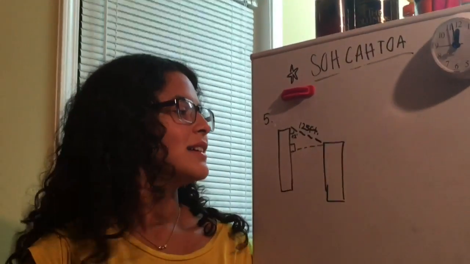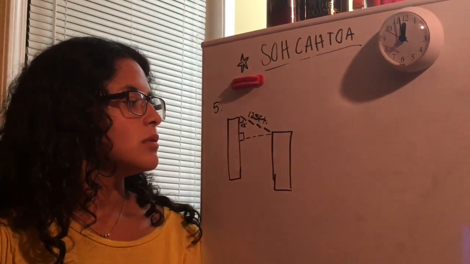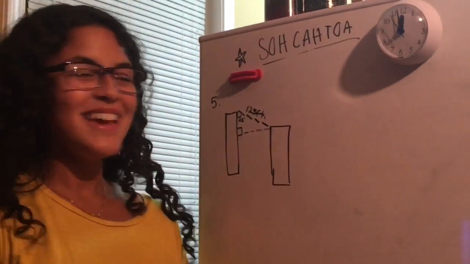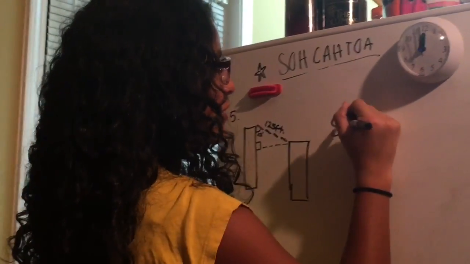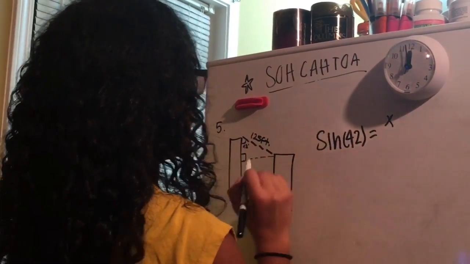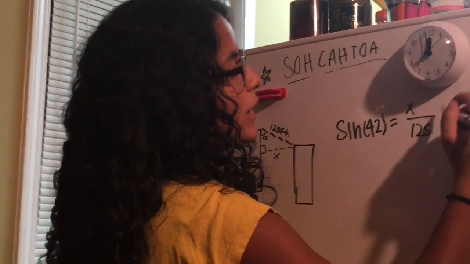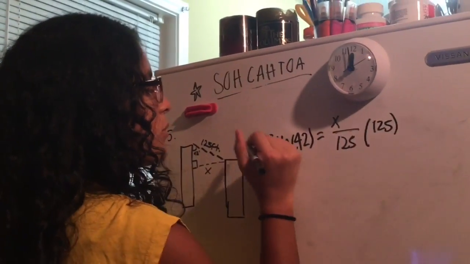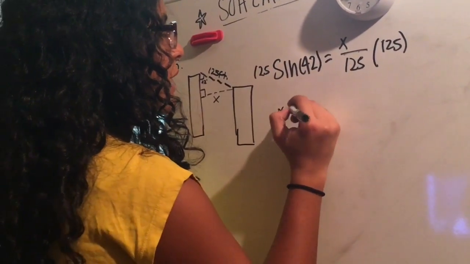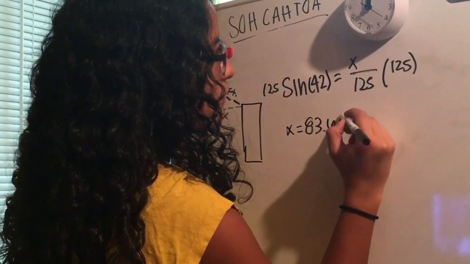Maybe sine. It's sine. Wow. Yeah. Okay. So what you would do is you would do sine of 42 equals x, which is the distance apart, over 125. And now you would do like we've been doing before and multiply both sides by 125. And this should get you x to equal 83.6 feet.